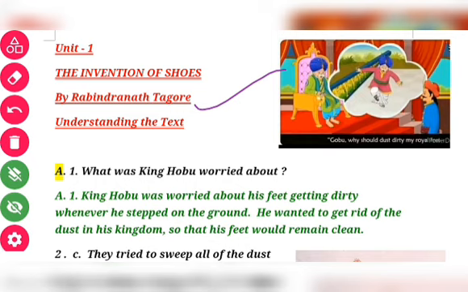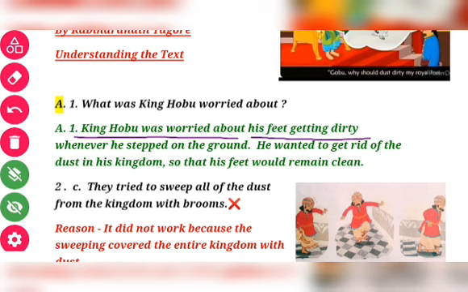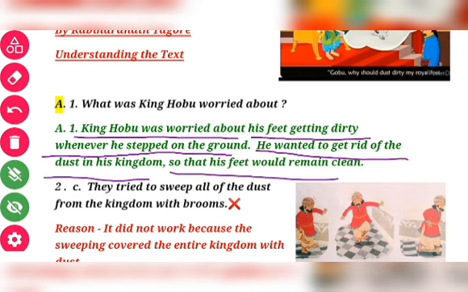So question number 1 is asking, what was King Hobu worried about? Question A, first, is that King Hobu was worried about his feet getting dirty whenever he stepped on the ground. He wanted to get rid of the dust in his kingdom so that his feet would remain clean. So that is the answer of question number 1, that he was worried because his feet got dirty whenever he stepped on the ground.